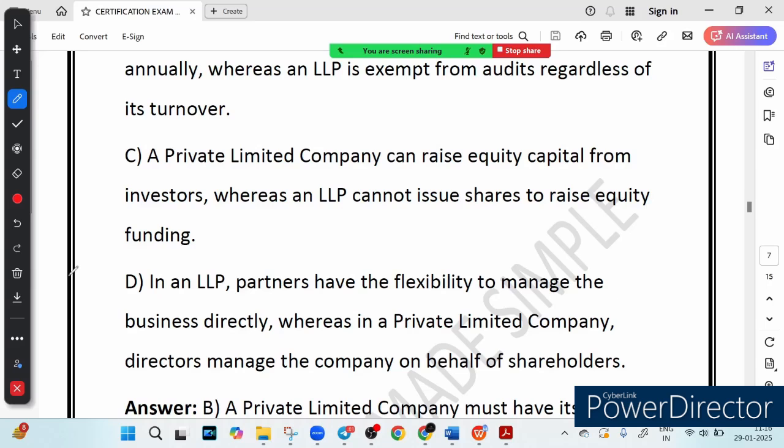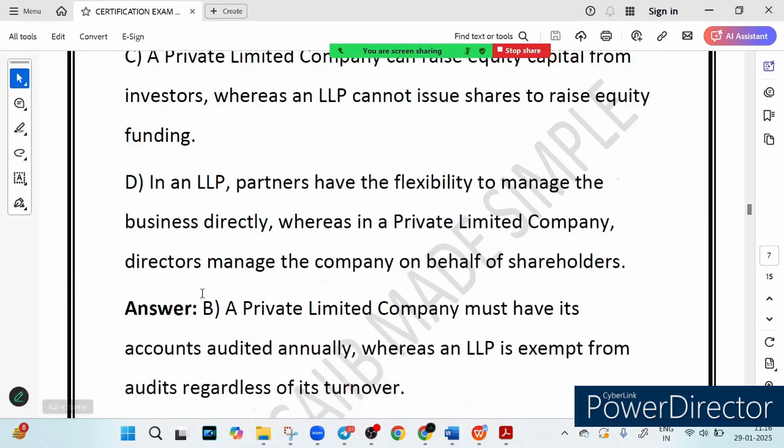Always. A private limited company can issue shares, but an LLP can't issue shares. And LLP partners manage directly. A company has directors. I hope this makes the concept clear. Now let's jump over to the next question, which is a very nice question, right?